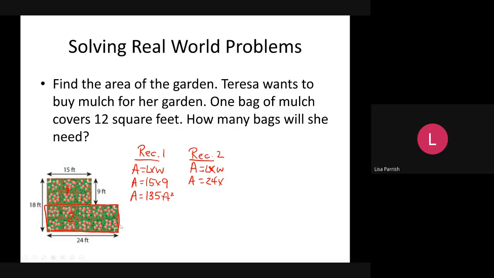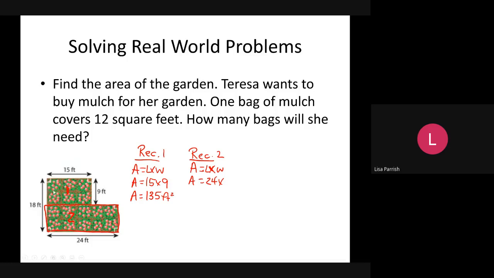My width is not going to be as easy to find. I don't have a number here, and the number here tells me it goes all the way from the top to the bottom. I don't need all of that. This rectangle only has a width of this much. See, it has to match this side. Okay, so if the whole thing is 18, I've got to figure out just how much this is.